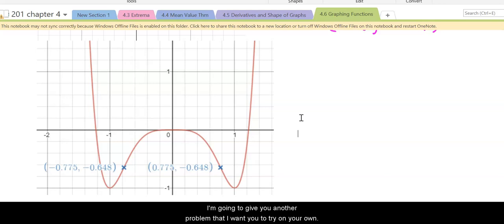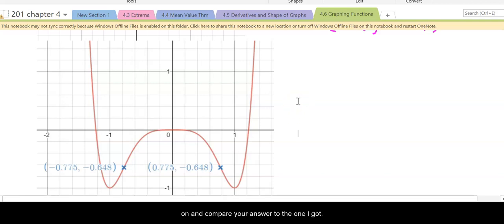I'm going to give you another problem that I want you to try on your own. I want you to pause the video after I give you the function, and go through all of the steps, finding each of the pieces, and try to produce the graph on your own. When you think you have it all ready, turn the video back on and compare your answer to the one I got. Now let me give you the function to try.